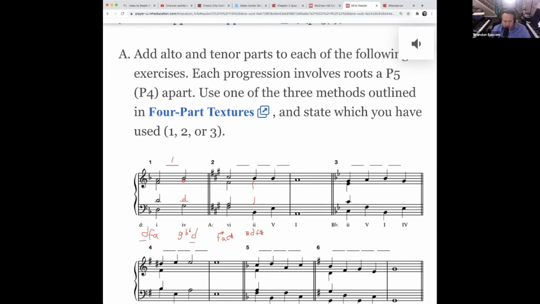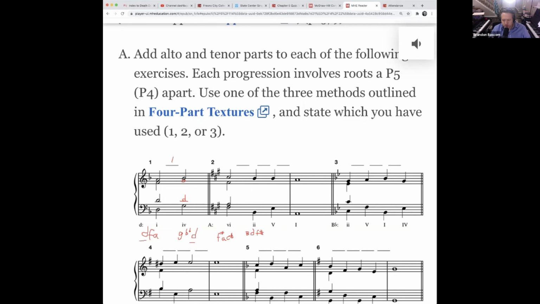Is there anything wrong with that? Yes, there's something wrong with that. What is it? Oh, we don't have a third, do we? We don't have a third. So we can't do that. Isn't that sad? So way number 1 is out.